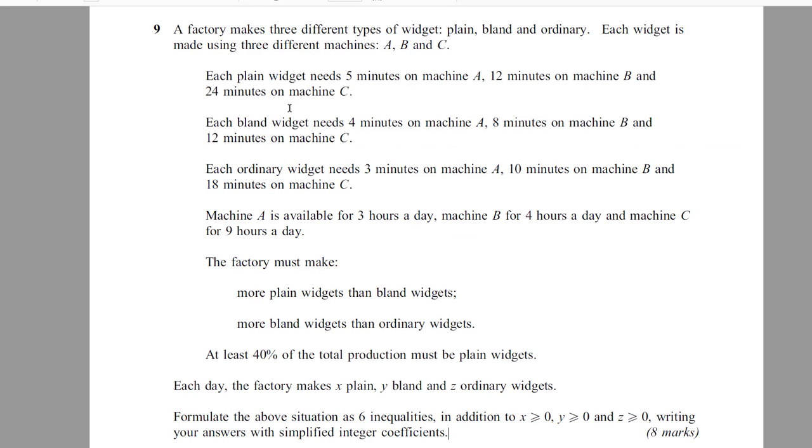In question 9, we're told a factory makes 3 different types of widget, plain, bland and ordinary, and each widget is made using 3 different machines A, B and C. We're given various constraints about machines A, B and C and the amount of time we can use them for. Each day the factory makes X plain widgets, Y bland widgets and Z ordinary widgets. We're told to formulate the above situation using 6 inequalities in addition to X, Y and Z all being greater than or equal to 0, and we need to write our answer using simplified integer coefficients.